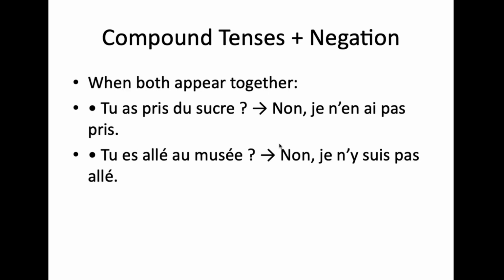And if we want to mix everything and talk about compound tenses plus the negation, we also have to follow a specific order. "Tu as pris du sucre? Non, je n'en ai pas pris." It's very important to know that. So we have the first element of negation, plus the pronoun, plus the auxiliary, plus the second negative element, plus the past participle. And it's the same thing with y. "Tu es allé au cinéma? Non, je n'y suis pas allé."